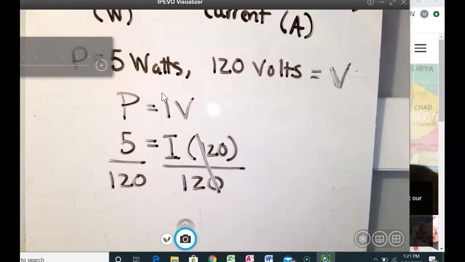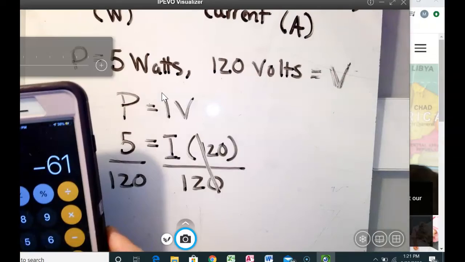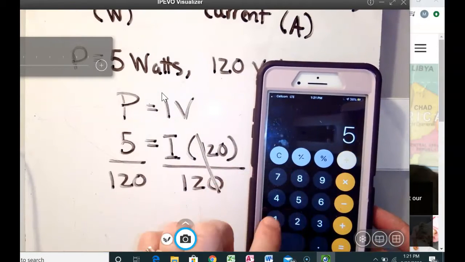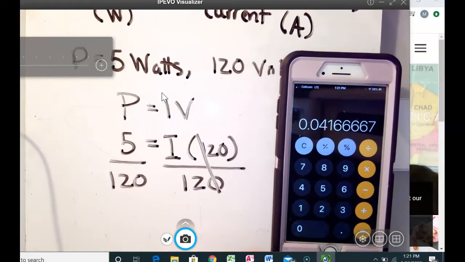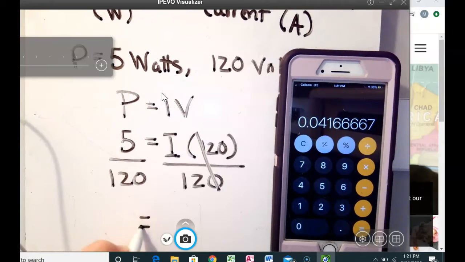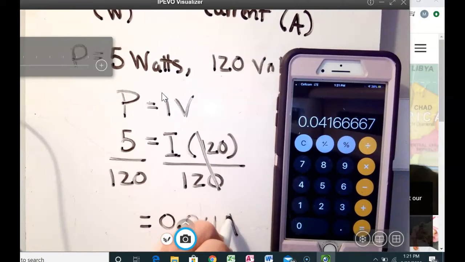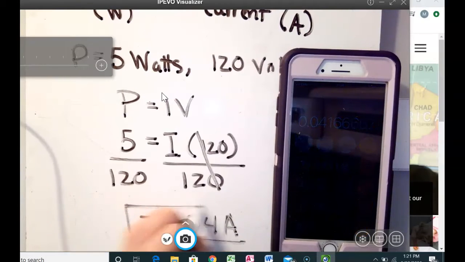So don't ever tell me that you don't have a phone or a calculator, because we can use our phone for a calculator. So what am I going to do here? I'm going to do 5 divided by 120, and then that tells me my amps. And we'll round. A lot of times I could probably stop at the hundredths place, so 0.04 amps.